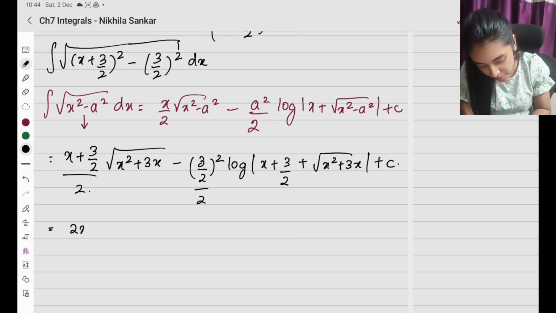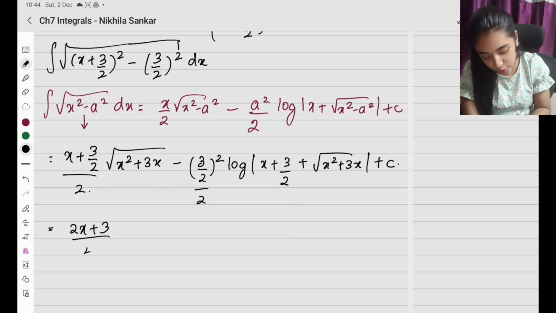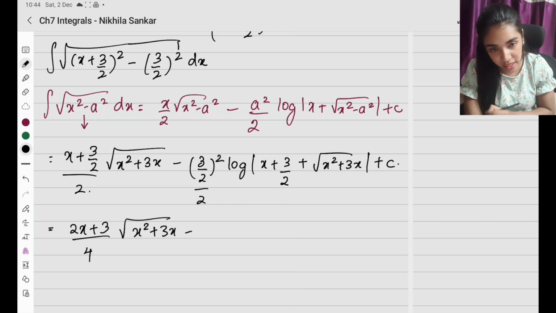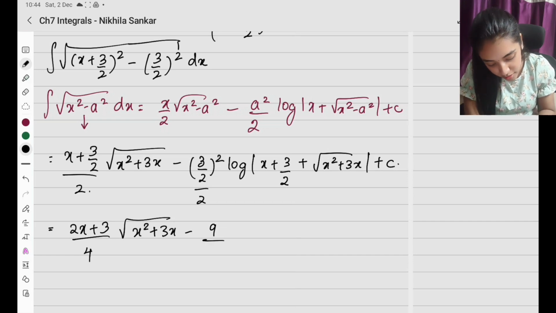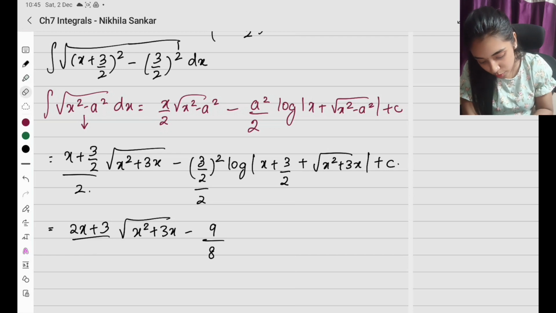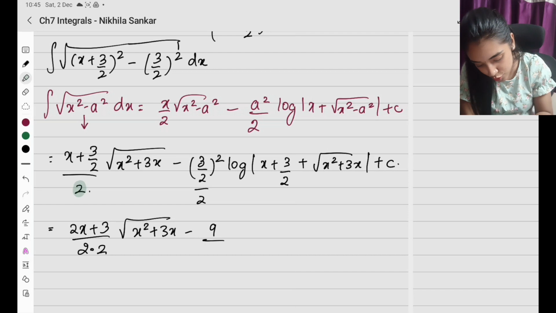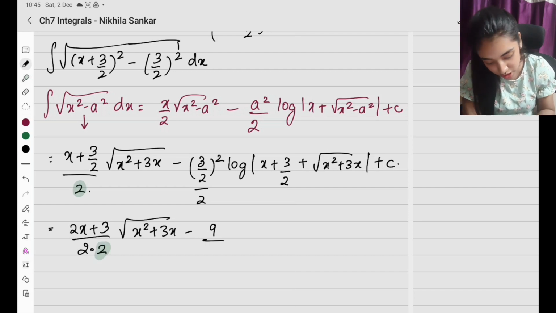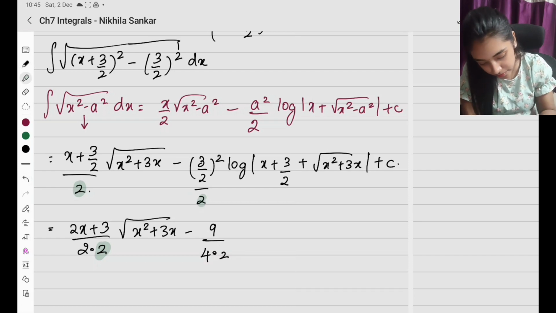So taking the LCM, 2x plus 3 divided by 2 into 2, 4 square root of x square plus 3x minus 3 by 2 whole square is 9 by 4. 4 into 2 is 8. Understood? I'll write one more step for you. So I have the LCM to be 2 and this is this 2. Okay, like the previous question. So in this place 9 by 4 times 2. It is this 2. Okay?